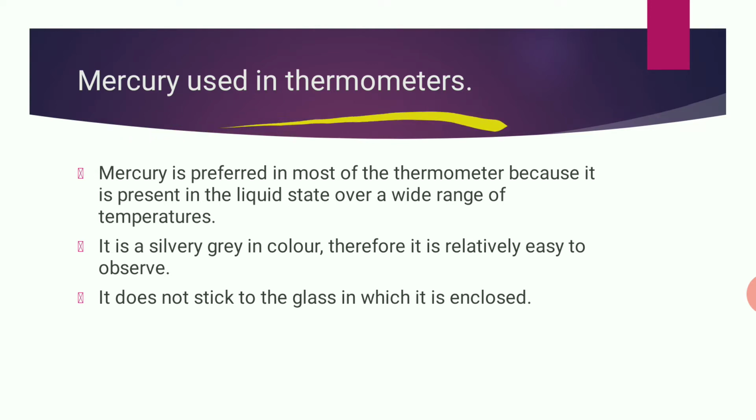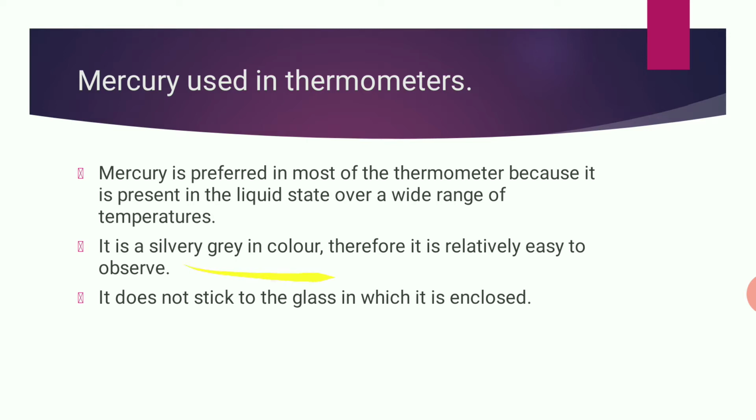Now, mercury used. If mercury is used in the thermometer, why is mercury used? Because it is present in the liquid state over a wide range of temperatures. So liquid is the most preferred for most thermometers, because it stays in the liquid state over a wide range of temperature.